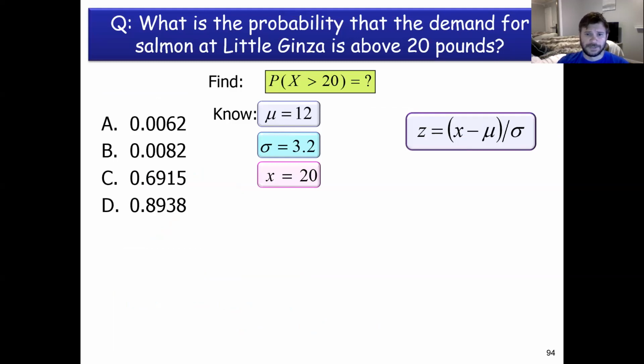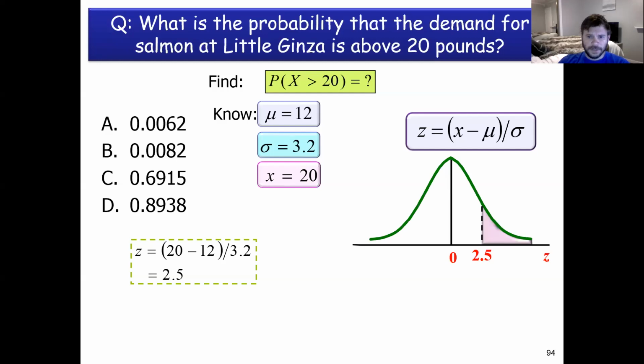Again, to do this, we're going to have to take our X threshold of 20 and convert that to a Z score. So we're going to subtract 12, divide by 3.2. That gives us a Z value of 2.5. It's generally a good idea to draw your picture, and that looks something like this. Again, this is an upper tail example. To figure out that upper tail value, we're going to use our table to find the area of this white region right in here. That's what the table value associated with the z-score of 2.5 is going to give us.